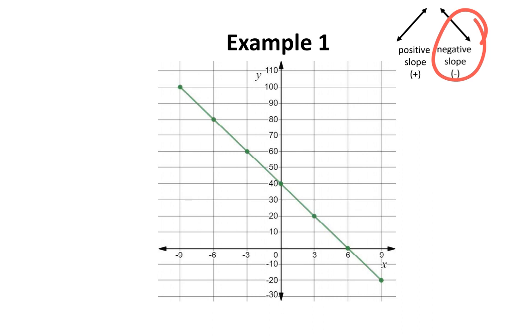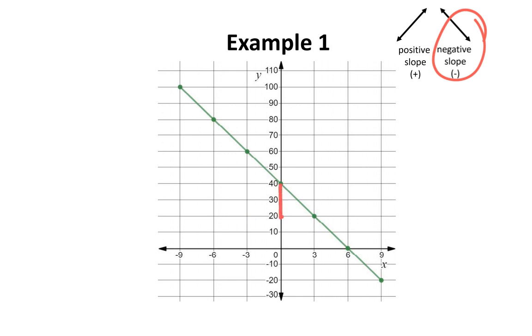To determine slope, we need to draw a right triangle underneath this green line. I can draw one over here. I can draw one here as well. I can even draw one over here. The point is, I can draw a triangle anywhere underneath this line.